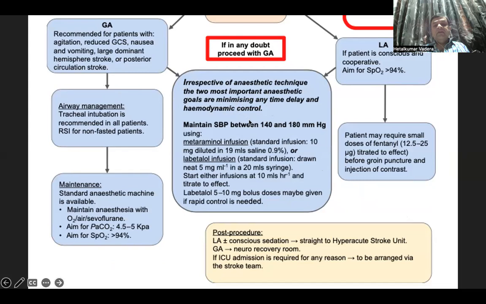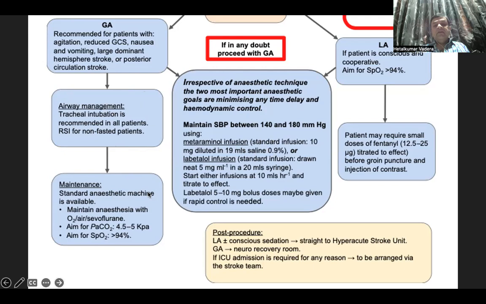When we are going for GA, irrespective of anesthetic technique, the two most important anesthetic goals are minimizing any time delay and hemodynamic control. So we should not delay the time, and we should control the BP between 140 to 180 systolic. We can use drugs like labetalol infusion to maintain the blood pressure. Airway management should be done with tracheal intubation in all patients, and we should go for rapid sequence intubation in non-fasted patients.